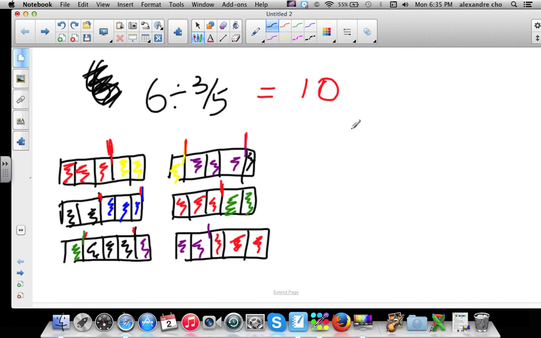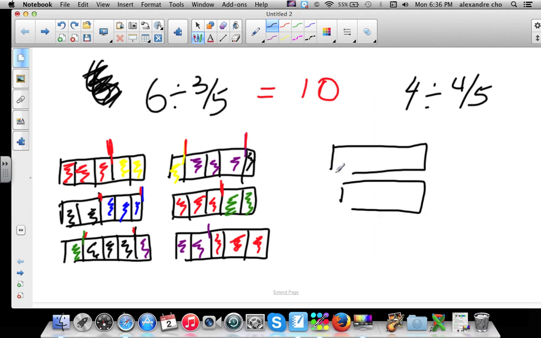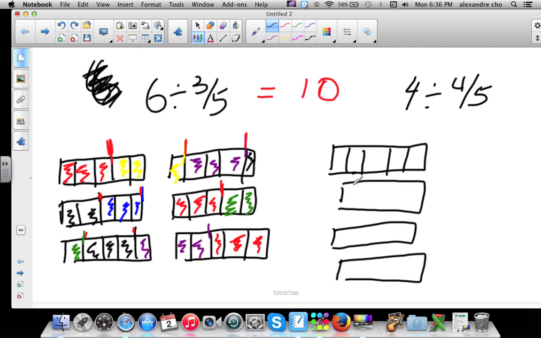And our last one. We have 4 divided by 4/5. So let's create 4 bars. 1, 2, 3, 4. All crooked, but it's okay. So cut them into fifths. 1, 2, 3, 4, 5. 1, 2, 3, 4, 5. 1, 2, 3, 4, 5. And 1, 2, 3, 4, 5. This time we want to count to 4/5.